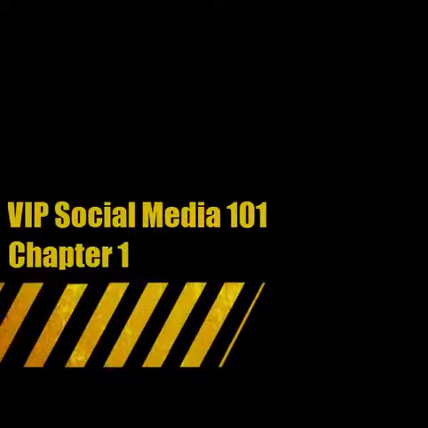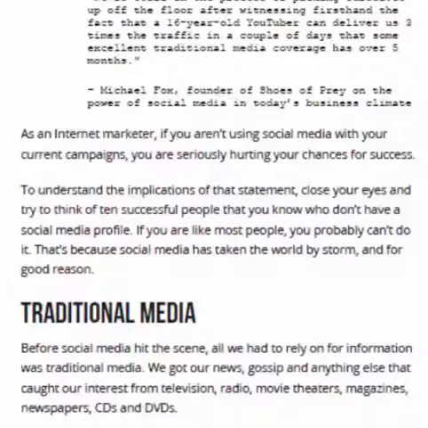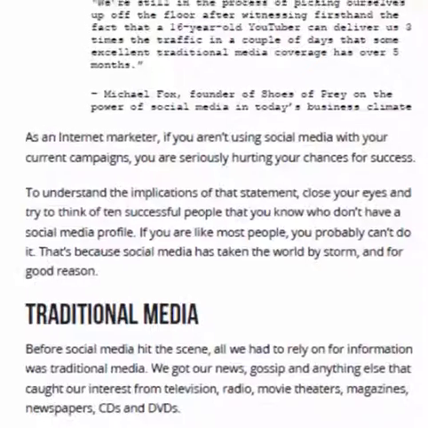Now moving on to Chapter 1. As an entrepreneur and an internet marketer, if you aren't using social media with your current campaigns, you are seriously hurting your chances for success. To understand the implications of that statement, close your eyes and try to think of 10 successful people that you know who don't have a social media profile. If you're like most people, you probably can't do it. That's because social media has taken the world by storm, and for a good reason.